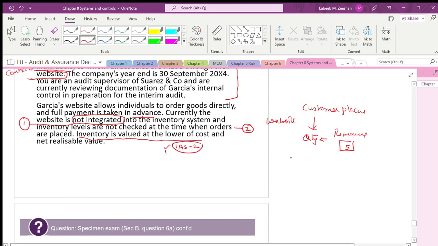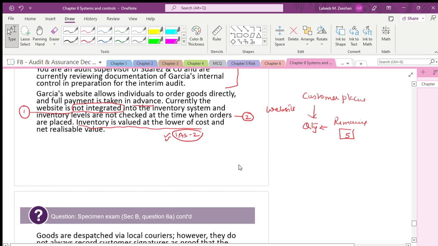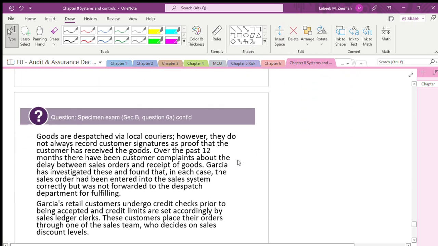As per IAS 2, they are saying it's fine. Now, goods are dispatched by local couriers. However, they do not always record customer signature as a proof that the customer has received the goods. It is point number 3.